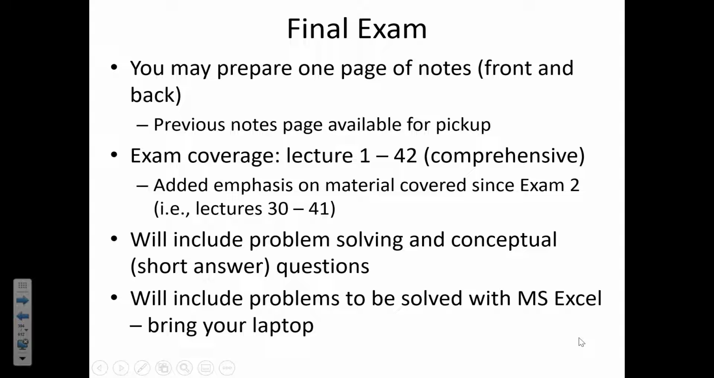The exam is going to go lectures 1 through 42. So it's a comprehensive exam. But there's going to be more of the points coming from the more recent material since the second exam. And so lecture 30 through 41 will get a disproportionate number of the points. So you may get a really simple, find P given A type question, but relatively fewer of those questions will be on the exam compared to things covering cost estimation, taxes, depreciation, meaning the more recent material.